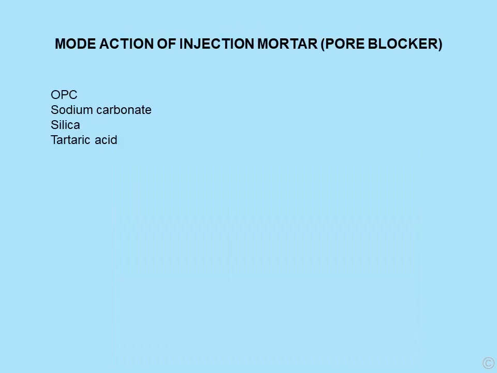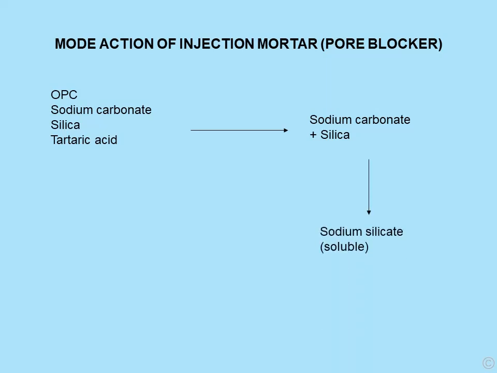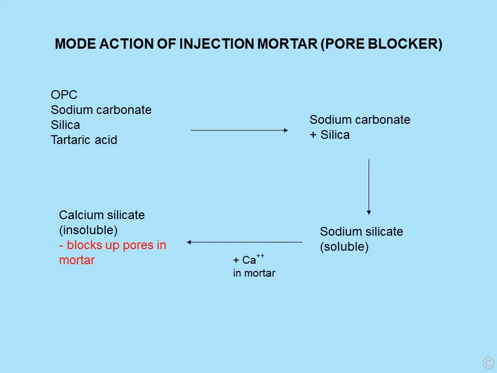How does it work? Well, injection mortar basically consists of ordinary Portland cement, sodium carbonate, silica, tartaric acid, the latter being there to slow the set. When mixed, they form sodium carbonate plus silica. These two together form sodium silicate, which is soluble, that diffuses through and into the mortar beds where it reacts with calcium and forms calcium silicate, which is insoluble, and this blocks up the pores in the mortar.